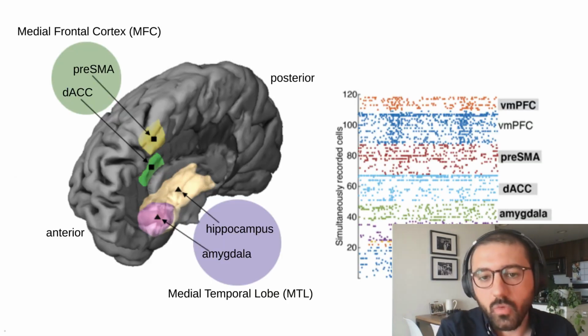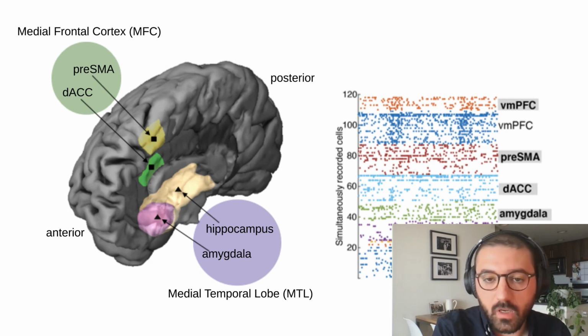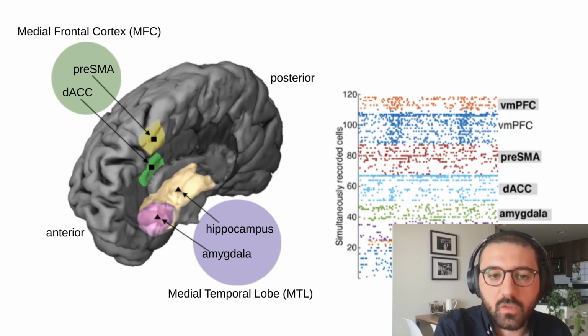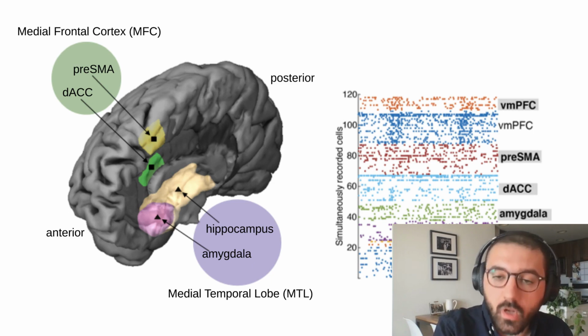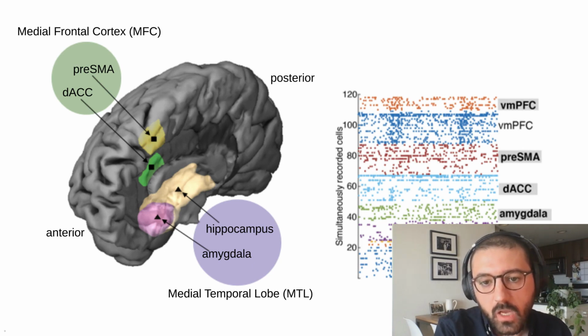In a single session, we can record from a variety of different areas. The areas that we're going to focus on here include the medial frontal cortex, and specifically the pre-SMA and the dorsal anterior cingulate cortex, as well as the hippocampus and the amygdala in the medial temporal lobe. In a typical session, we can record from up to 120 or 130 cells. On the right, I'm showing an example raster plot of the activity over a period of 10 seconds from all of these cells in a single session.